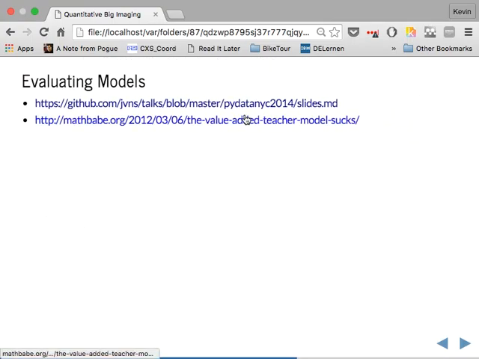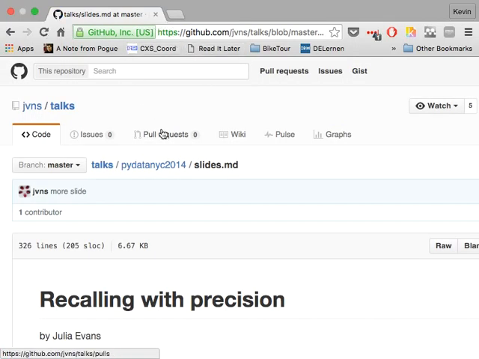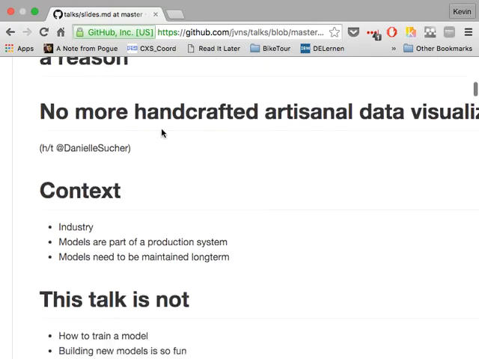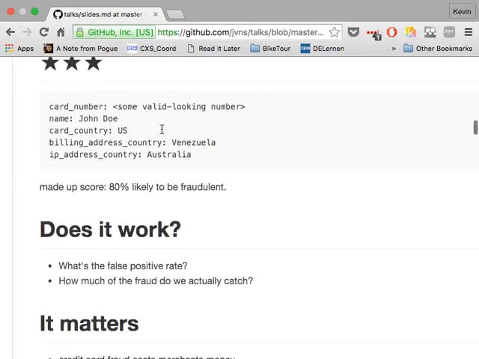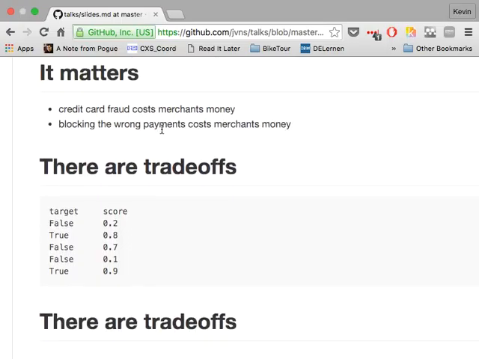Cool. So we have examples here for evaluating models that you can look at on your own if you're interested. I think this is more detail on how you actually implement it, and this is what Stripe did for their analysis for credit card fraud. This then goes into more detail on some of the statistical things, and it takes a fairly easy to use example where you can follow along. Cool.